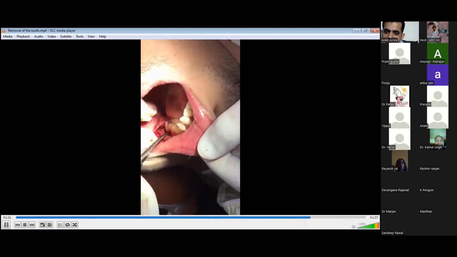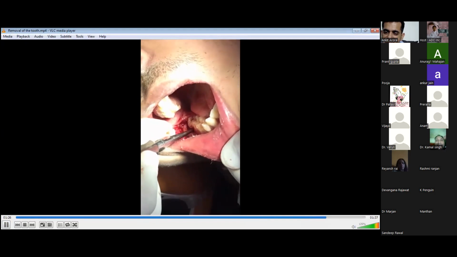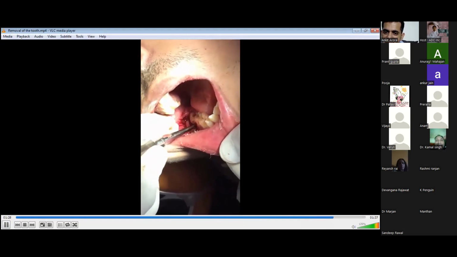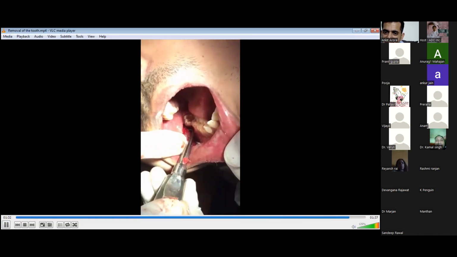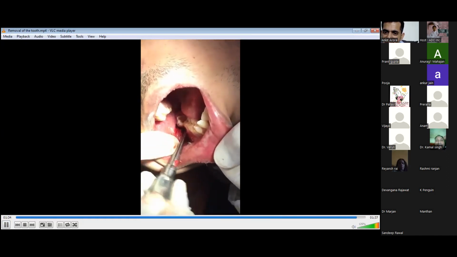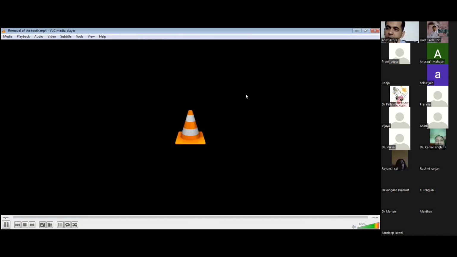I'll explain it again. You can see it here. This is the point where it was initially, and the moment it started moving, I started my Coupland elevator as deep as possible, and now I'll start moving it like this, and this is how the tooth will move out from the socket. And this is how the tooth is delivered. This was the undivided root, so it was delivered.